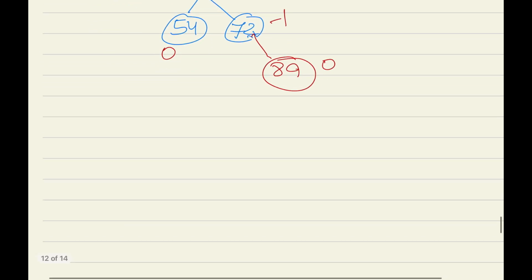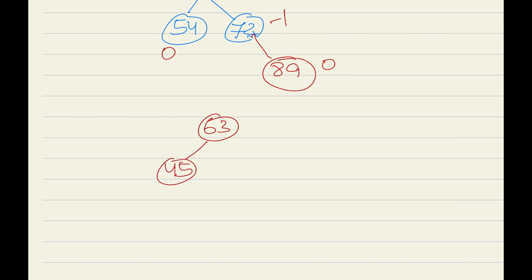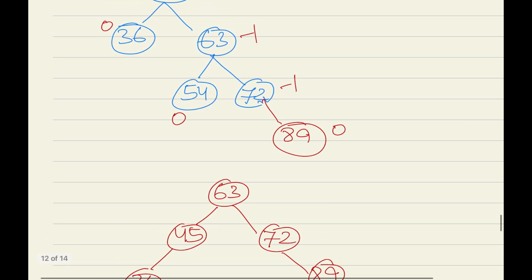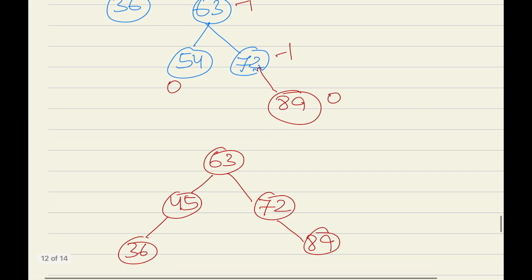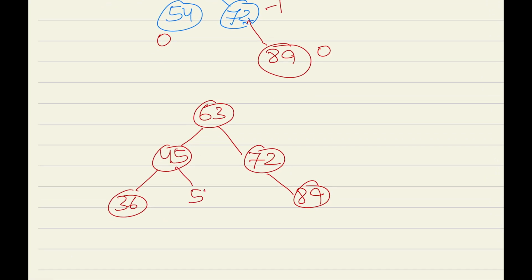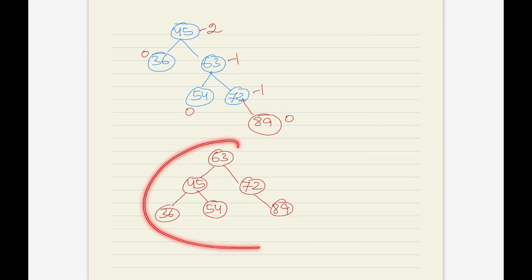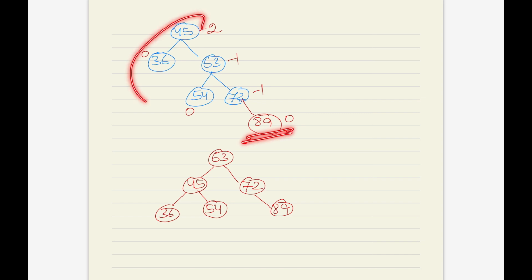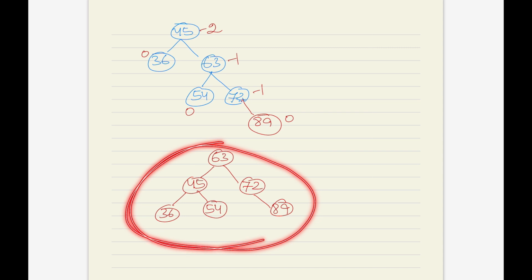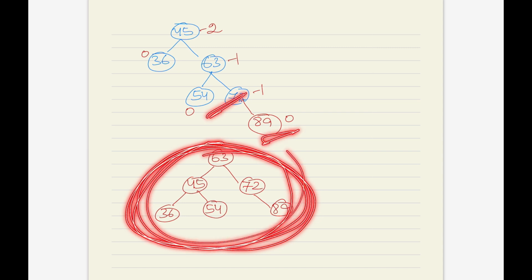So, 63 becomes the new root and its left is 45, its left is 36, then it is 72, it is 89. Now, 54 becomes the right of 45. So, here it is 54. So, here you can observe this is the new structure when we insert 89 to the existing AVL tree. So, this one is the new AVL tree after insertion of 89 here in the above tree.